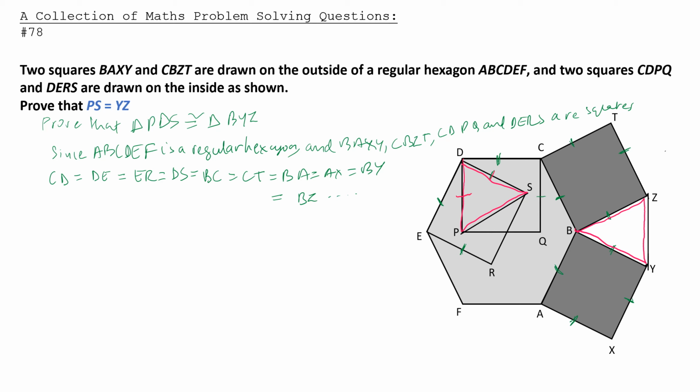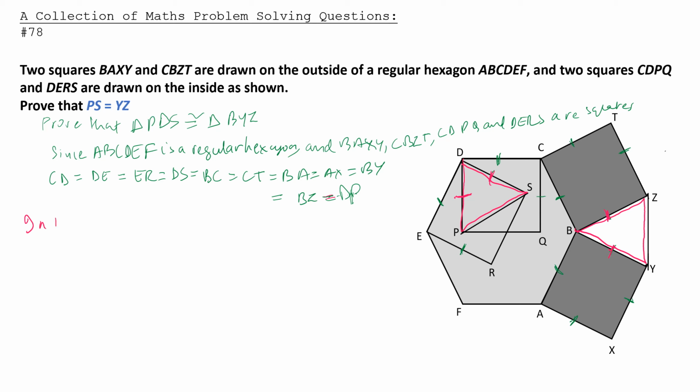We didn't write DP, we should write equals DP as well, because DP is also congruent. DP is equal to DS, and DS equals CD, DS equals DE, more like that. So what we see is these two triangles already have two sides equal.